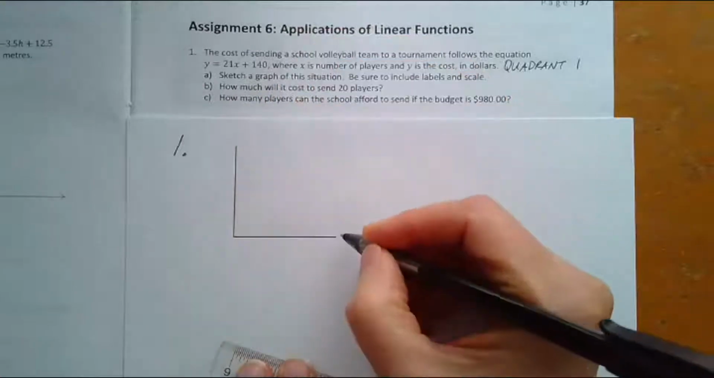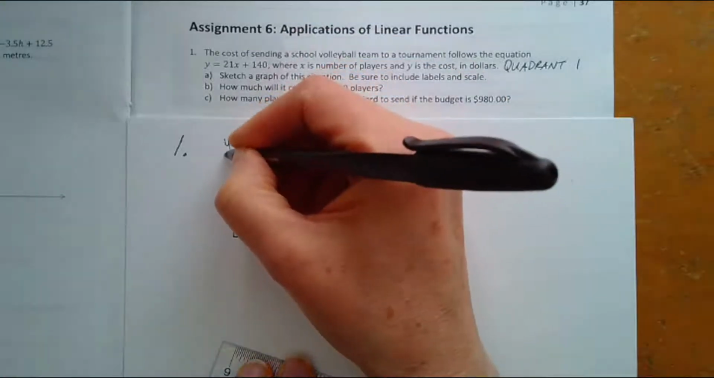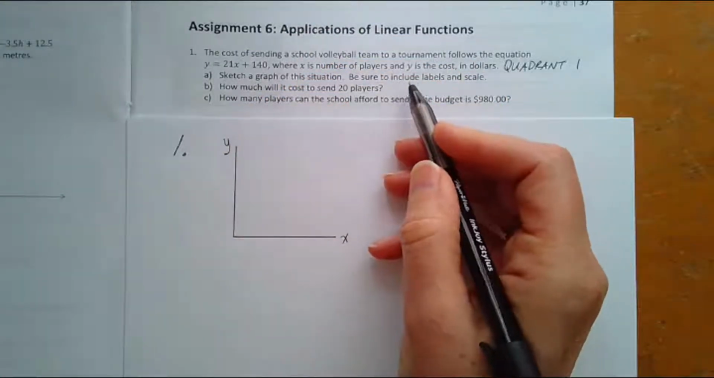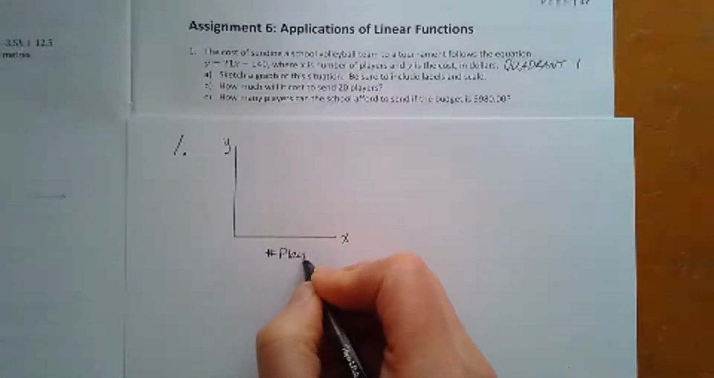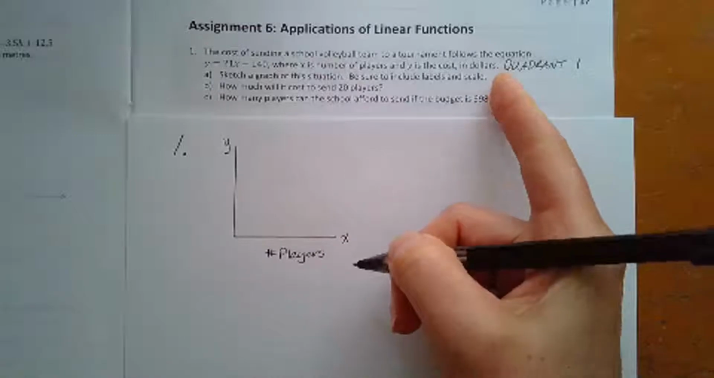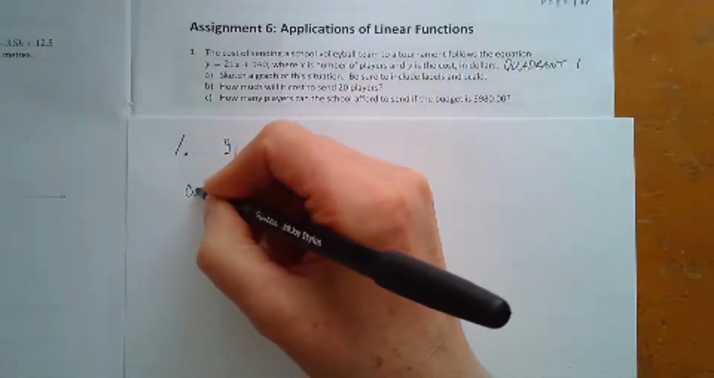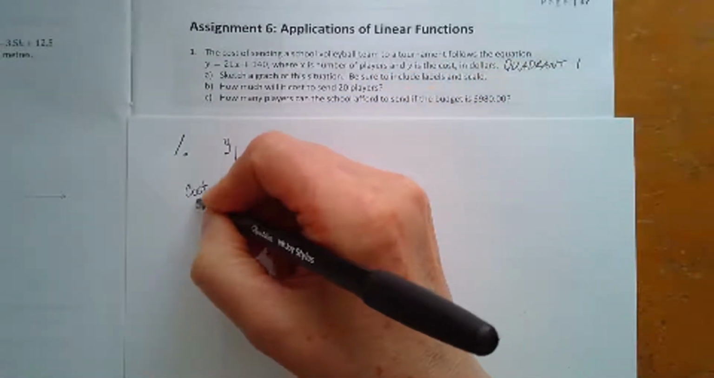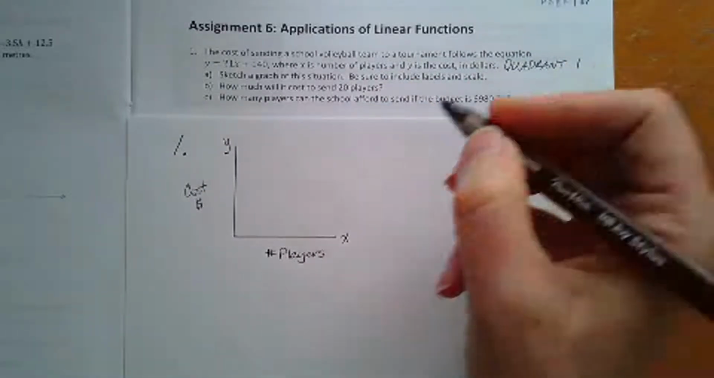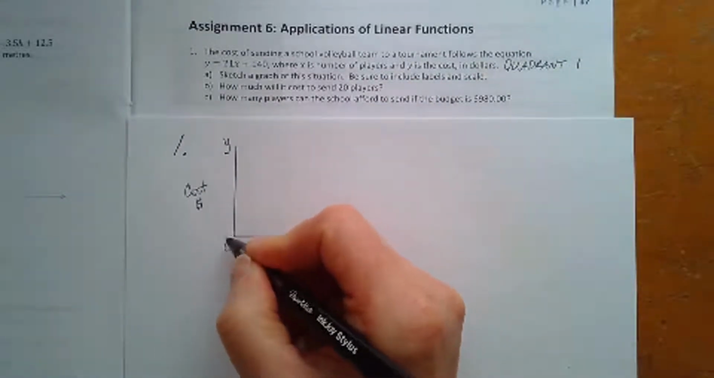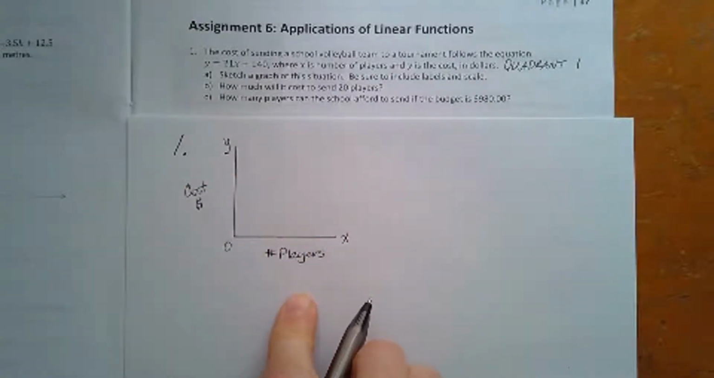And they're just using y's and x's, so I can use y's and x's. And it says x is number of players, y is cost. So this is number of players. And again, this is number of players on the volleyball team. And this is the cost in dollars. Okay. And this will be my 0, right? This is my origin. I don't need the other 3 quadrants.